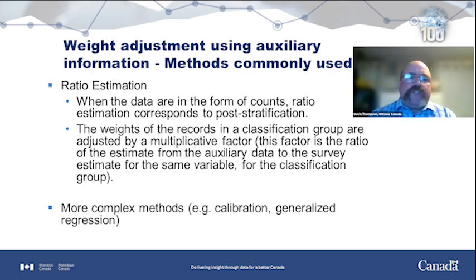We can also do a ratio estimation where there's some sort of counts and we do ratio estimates corresponding to post-stratification. So the weights of the records in the classification groups are adjusted by a multiplication factor. There are some more complex methods, such as calibration and generalized regression. I'm not going to get into these, but just know that there are different methods for adjusting your final weights using auxiliary information.